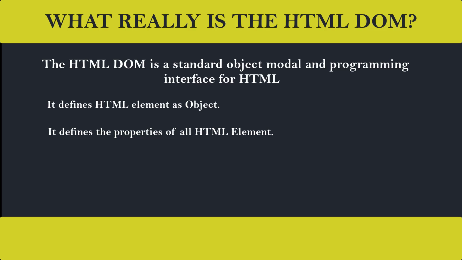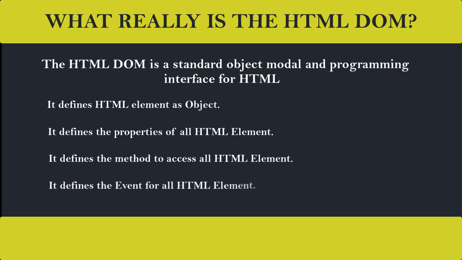So it defines the property of all HTML elements. Number 2, the method. It defines the method to access all HTML elements. So we have various methods that we can use to access the HTML elements, something like getElementById, getElementsByTagName, and the rest. And lastly, it defines the event for all HTML elements. In other words, the HTML DOM is a standard for how to get, change, add, or delete HTML elements.